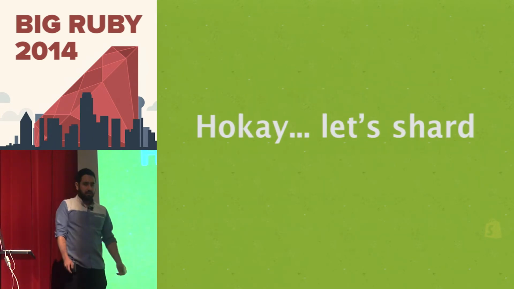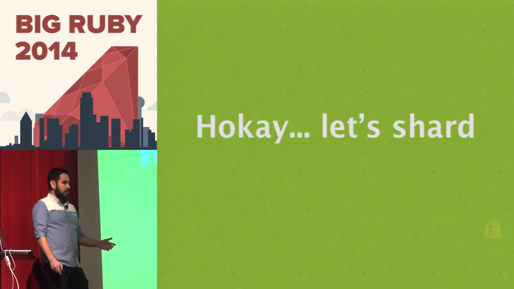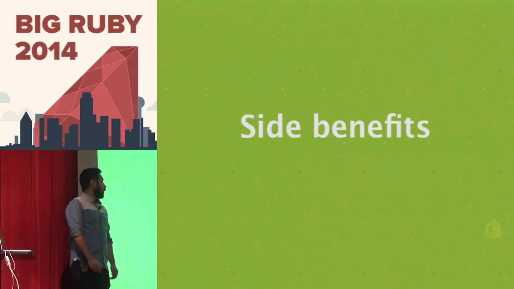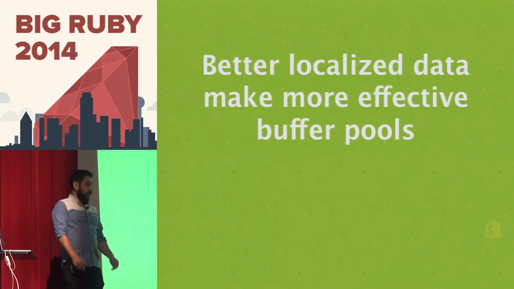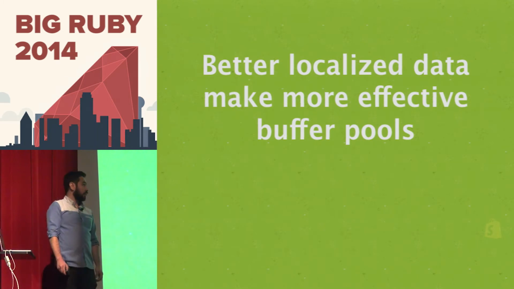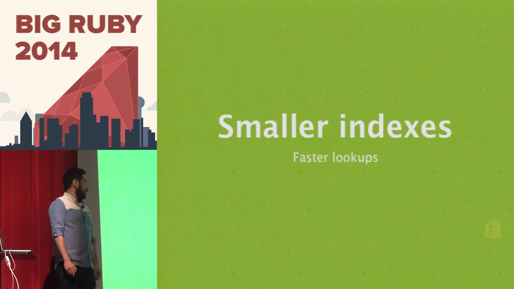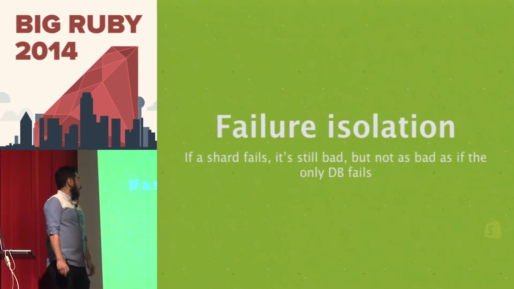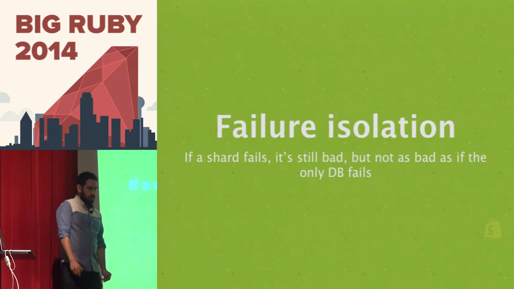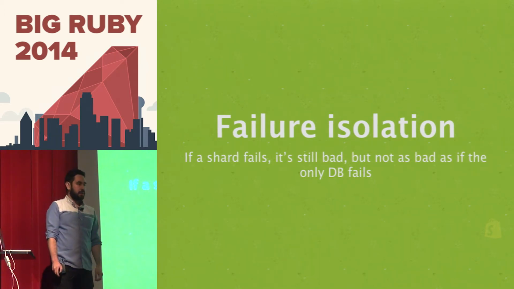Okay, well, let's decide that we're going to shard. What do we get from that? Besides horizontal scaling, there are some side benefits. Your more localized buffer pools are going to keep data warm longer, and they're going to thrash a lot less. That's good for overall performance. You also will have smaller indexes, so lookups are going to be faster. Doesn't hurt. And failure isolation. If a shard burns down, well, we have half of Shopify, which is better than no Shopify.